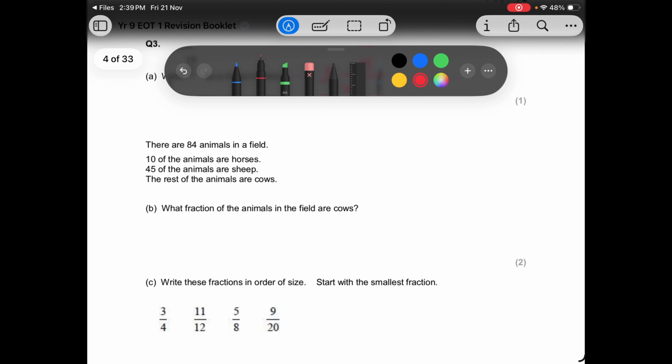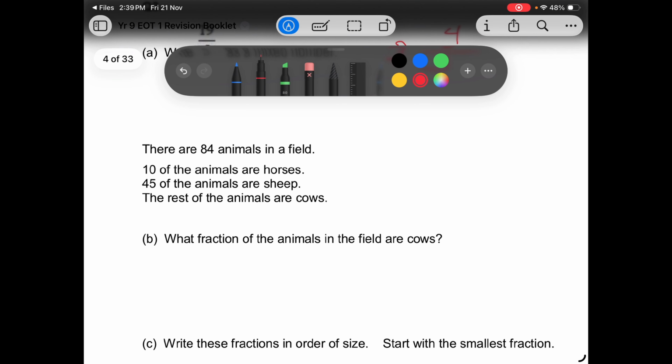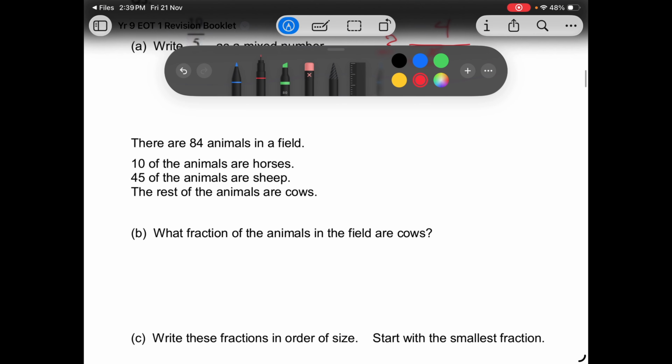Okay guys, next problem. So we have this word problem we have to deal with. It says there are 84 animals in a field. 10 of the animals are horses. 45 of the animals are sheep. The rest of the animals are cows. So what fraction of the animals in the field are cows?